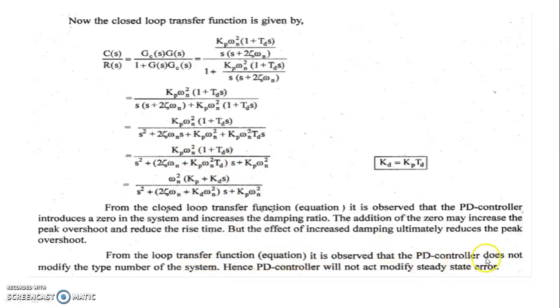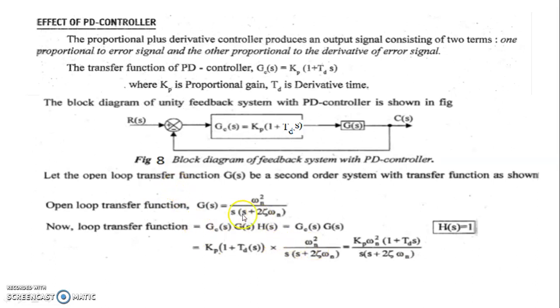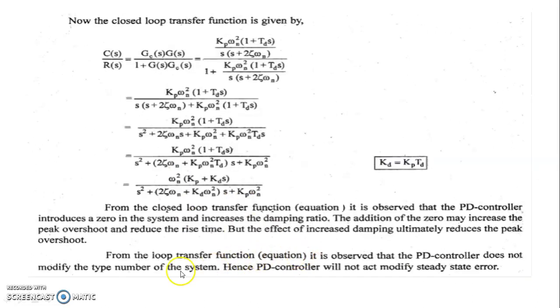From the loop transfer function, that is GC(S) into G(S), it is observed that the PD controller does not modify the type number of the system. The order is the same only. Even in this case it is a second order, only S square, and here also it is the same. There is no change in the order.